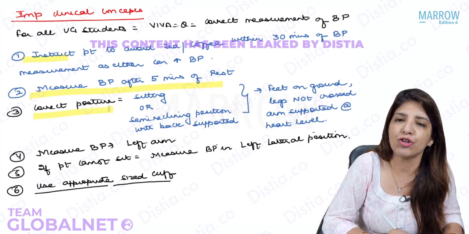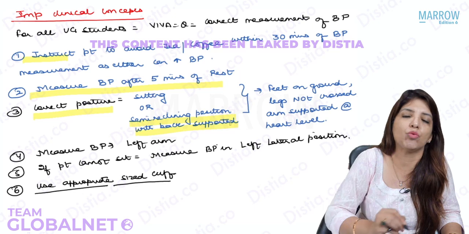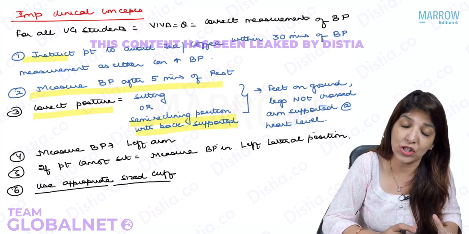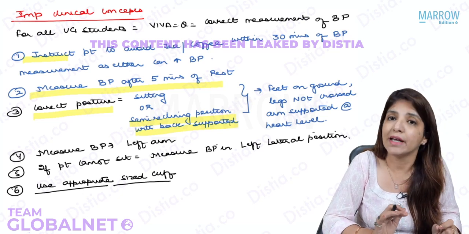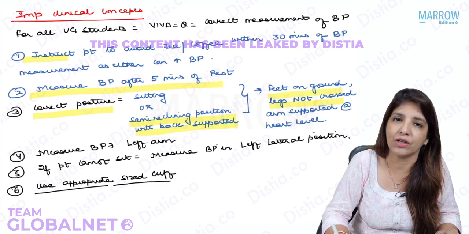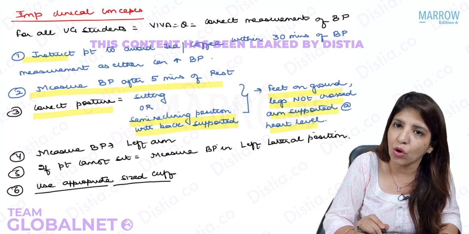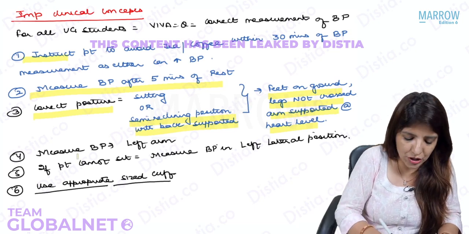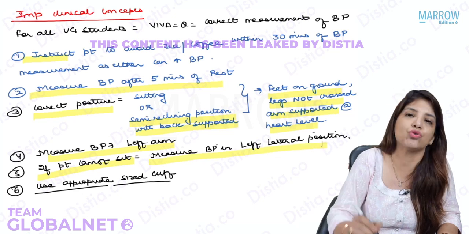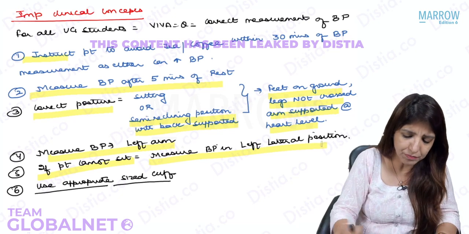Correct posture for measuring BP is either in a sitting position or in a semi-reclining position with back supported. Now, when a female or a male, in whichever case you are measuring BP, they are sitting, make sure that the legs are not crossed, their feet are on the ground, and the arm is supported at the heart level. It is always important that BP should be measured in the left arm, and if the patient cannot sit, then in that case you should measure the BP in left lateral position. This is for a pregnant female.